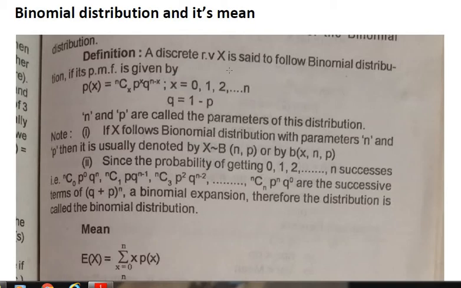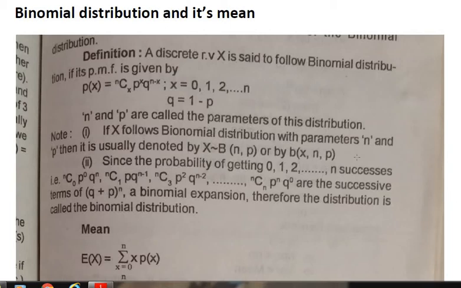Here see that we toss only 4 coins. Suppose we toss n coins, then that will be nC3 into p to the power 3 into q to the power n minus 3. If we write n in place of 4 and x in place of 3, then we get the general form of the binomial distribution. And let us take the definition of binomial distribution.